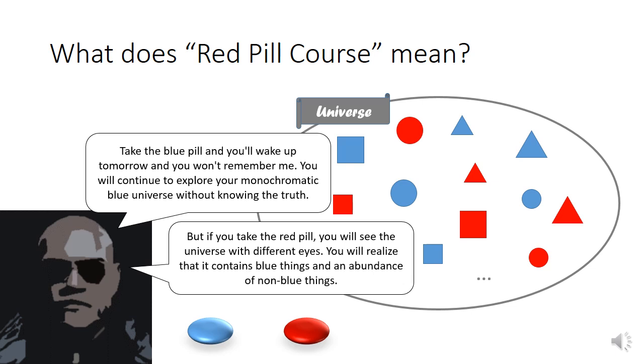You can choose a blue pill course using any conventional calculus textbook, or you can continue to follow this course, which will make you see the universe of calculus with different eyes. That's why I call it a red pill course. In Lesson 1, the blue and the red pill courses do not yet differ.